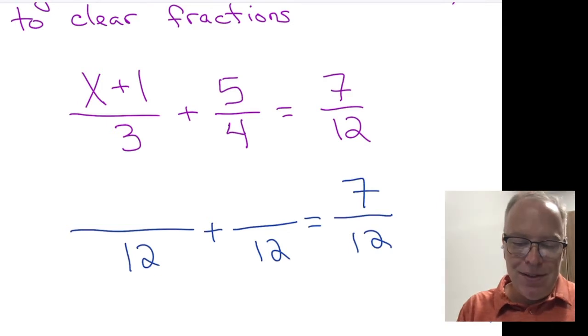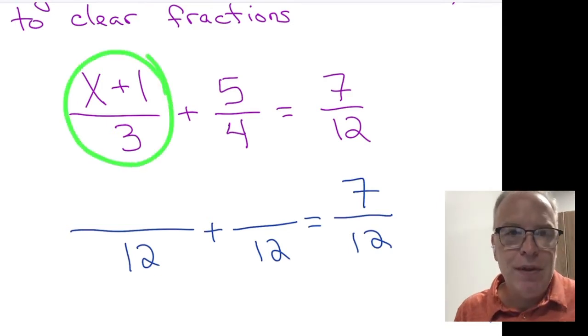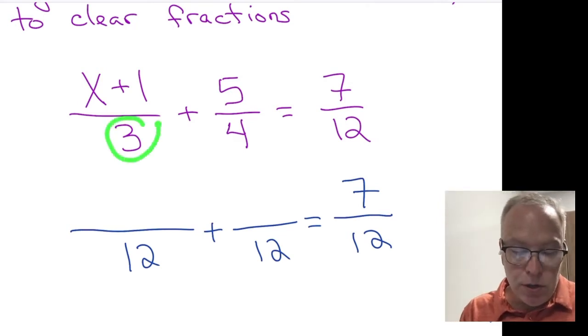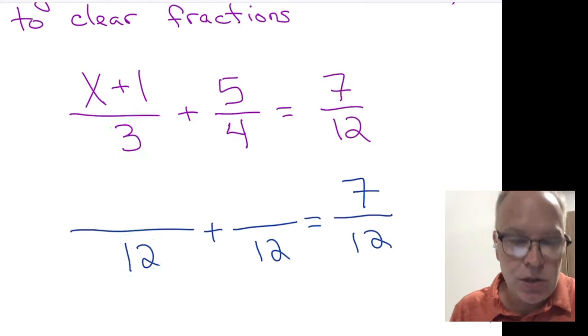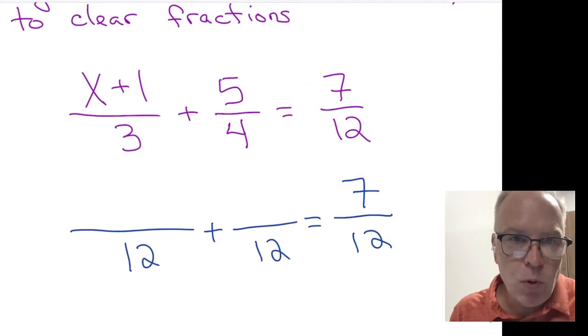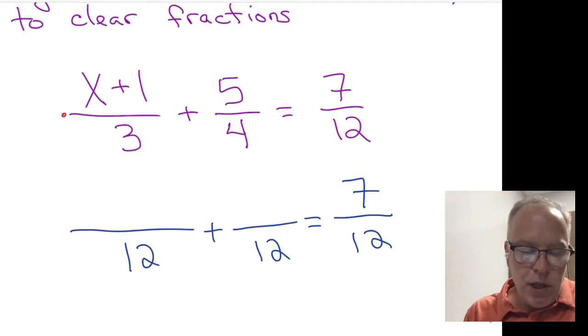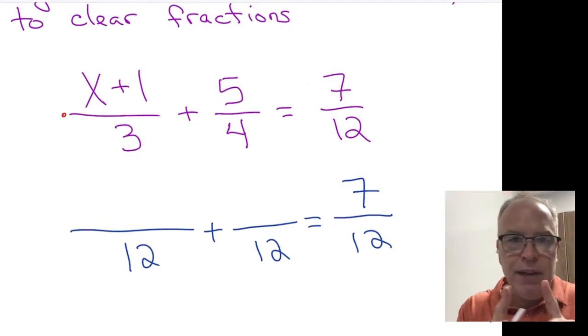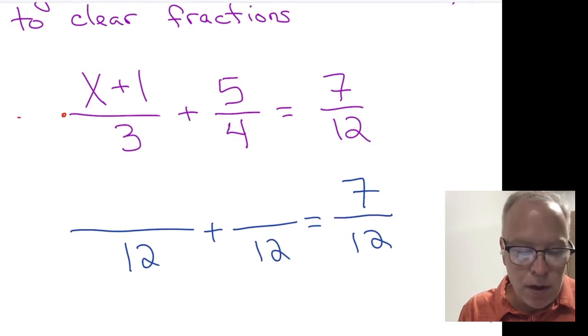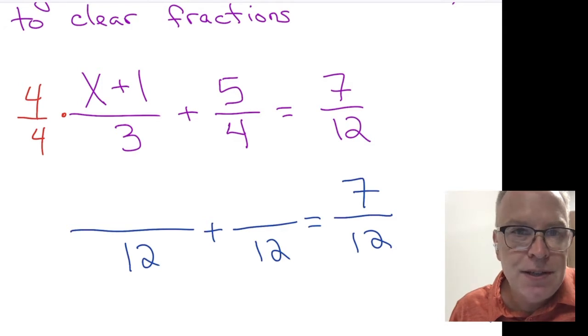Now let's take a look at the first fraction. We have something over 3, but we're going to turn the 3 into a 12. So what's it take to turn a 3 into a 12? It would be multiply by 4, right? Well, when you're dealing with fractions, if you don't want to change the fraction, you have to multiply by the number 1. That doesn't change the fraction. We're going to multiply by something over itself because that's the same thing as 1.